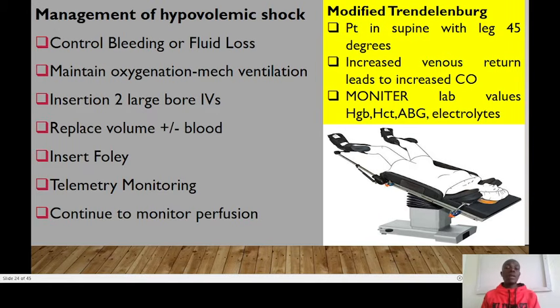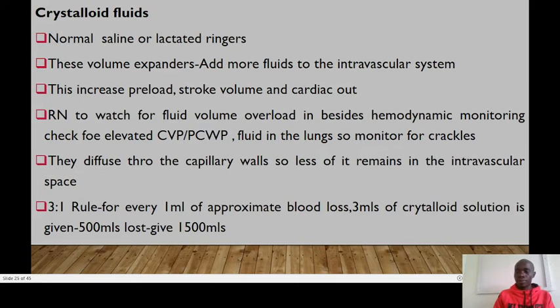These patients are normally put in a modified Trendelenburg position. So you put the patient with the legs up 45 degrees, and then increased venous return will lead to increased cardiac output. You have to monitor lab values, such as HB, HCT, arterial blood gases and electrolytes.